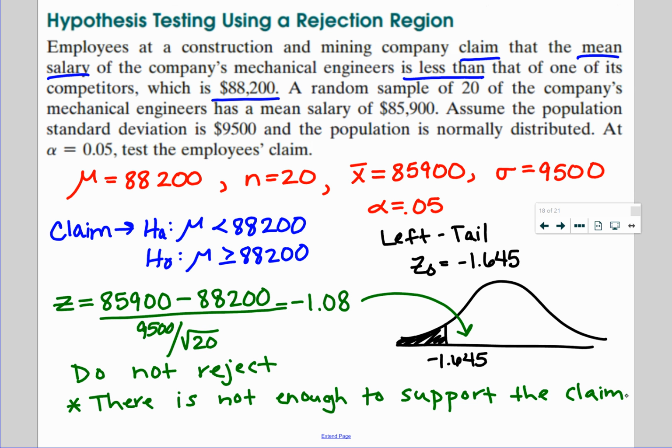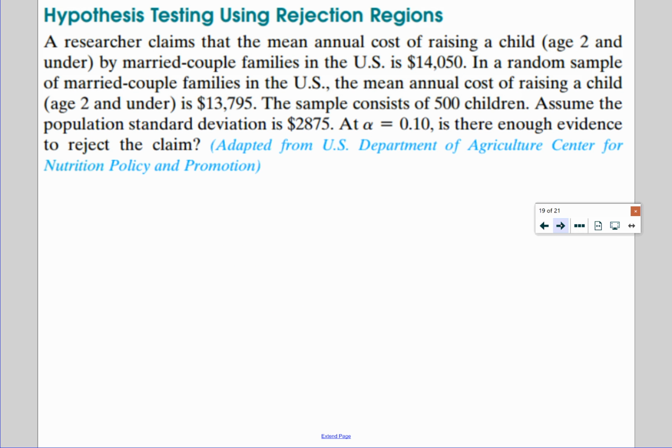Good. Let's try one more together, and then I'll let you guys do the third one on your own. A researcher claims that the mean annual cost of raising a child age 2 and under by married couple families in the U.S. is $14,050. In a random sample of married couple families in the U.S., the mean annual cost of raising a child 2 and under is $13,795. The sample consists of 500 children, assuming the population standard deviation is 2,875 at a level of significance of 0.1. Is there enough evidence to reject the claim?